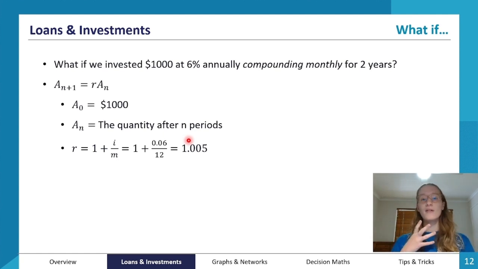But now we're kind of wondering, well, before when it was 1.06, that was only compounding once a year. But this 1.005 is going to compound 12 times a year. So I wonder which one's going to give us the better outcome. Let's have a look at it. When we're looking at monthly compounds, recursion is going to take a little bit longer because we need to look at the compound for every single month.